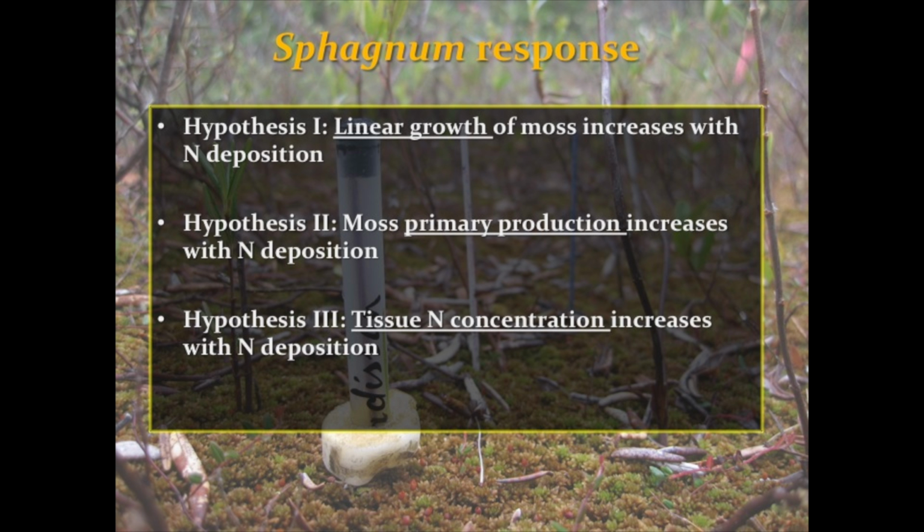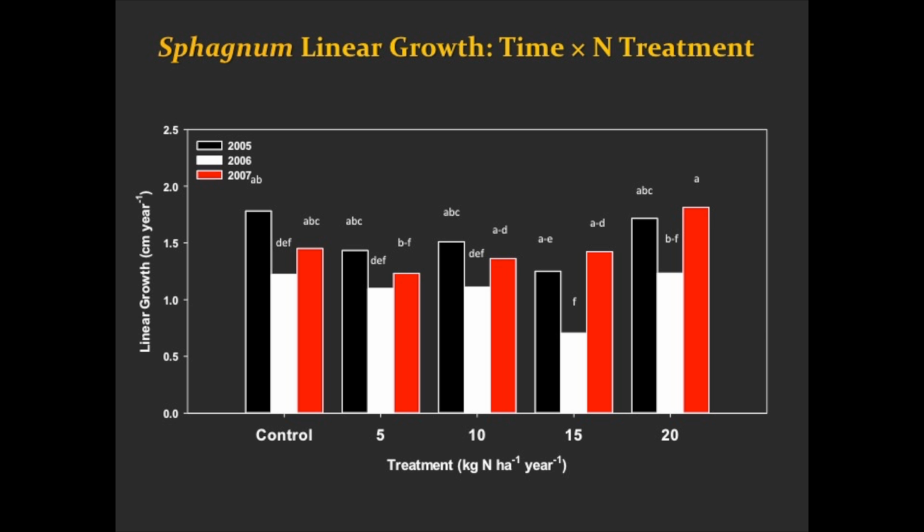The first question we wanted to ask is how sphagnum responds, because these are the dominant peat-forming species in bogs. Logically, you would think that when you apply the limiting nutrient, the growth of sphagnum, in terms of linear growth, primary production, or tissue concentration, should go up. That's our logical hypothesis. But that's not what we found.